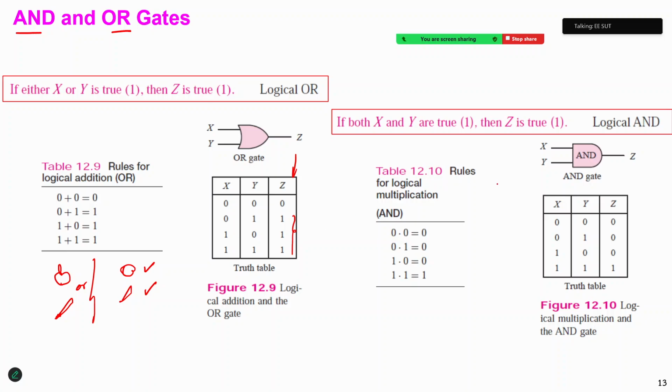On the other hand, for the logical AND, the AND will be represented by the multiplication rule: 0 into 0 is 0, 0 into 1 is 0, 1 into 0 is 0, 1 into 1 would be 1 here, right? So we use this symbol for the AND gate. X is the signal input and Y is the signal input. C is the output. If X is 0, Y is 0, C will be 0. If X is 0, Y is 1, the output is 0 here.